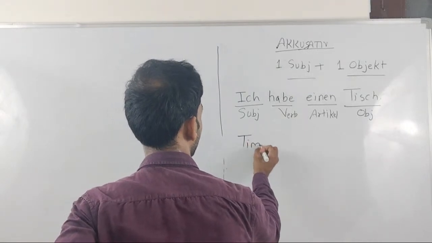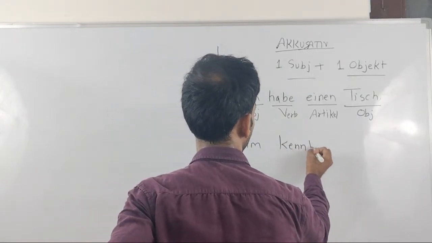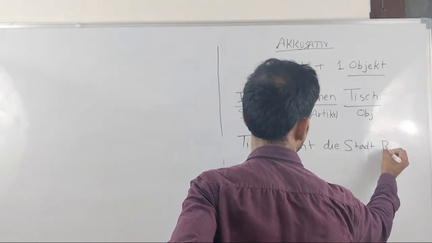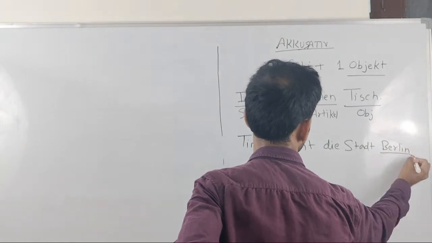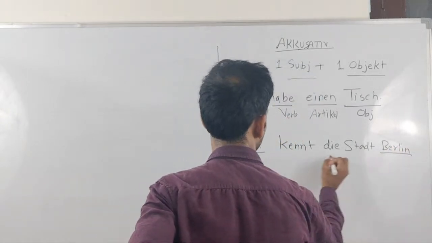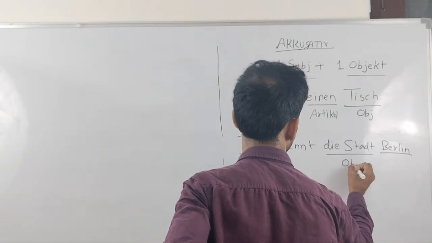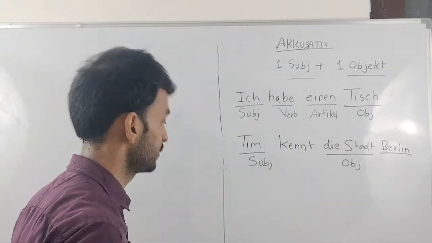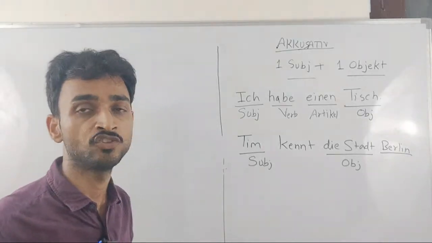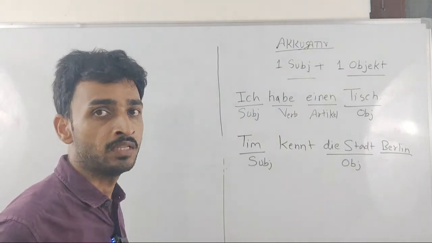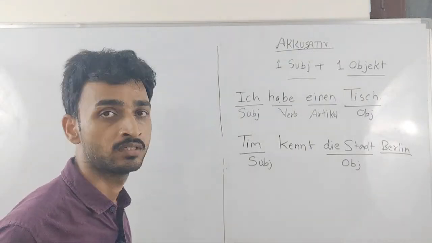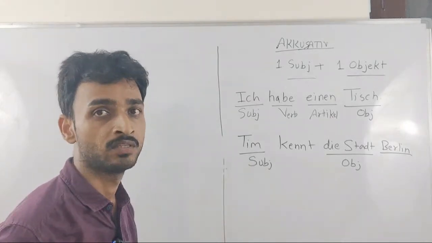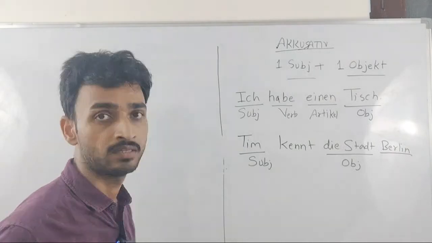Tim kennt Berlin. Tim knows the city. Tim is the subject, city is the object. Okay, this is my subject. Tim kennt Berlin. Tim knows the city. This is my accusative sentence. Tim is the subject. What does Tim know? The city. This is my accusative case. Tim kennt Berlin. He knows the city Berlin.